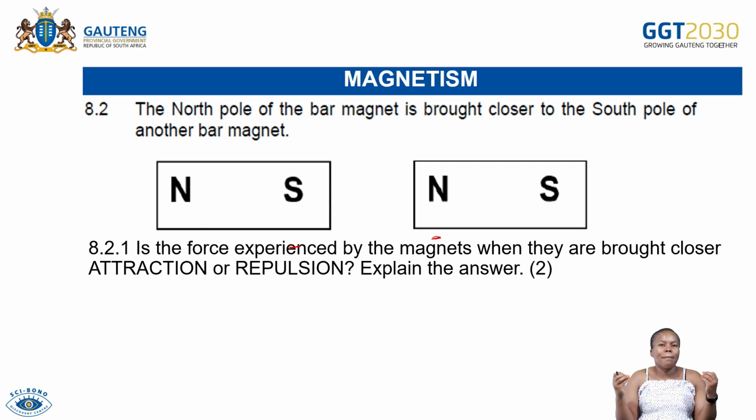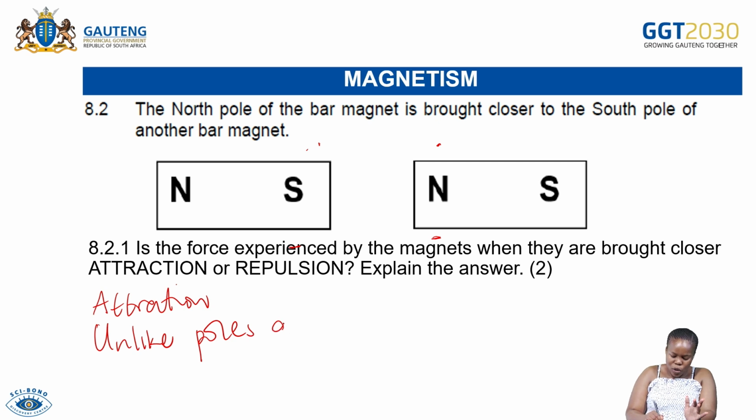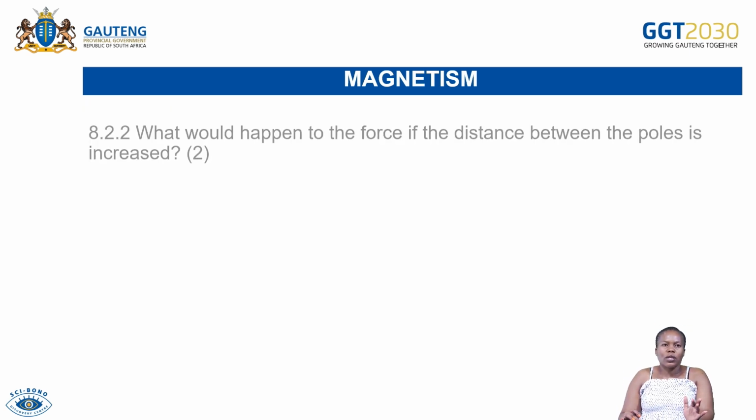This is where we have to remember that like charges, or rather in this case, because we're talking about poles, like poles will repel, but unlike poles will attract. In this case we have unlike poles, because we've got north on this side and south on this side. So definitely it's going to be the force of attraction. The reason is that unlike poles attract. Okay, easy peasy. Let's move on with our questions.